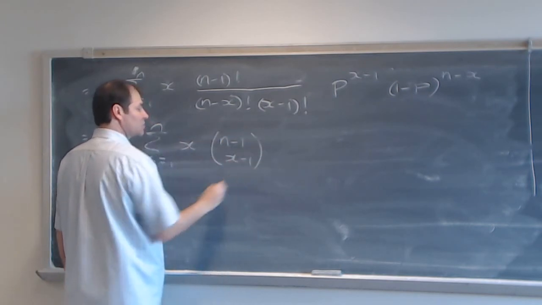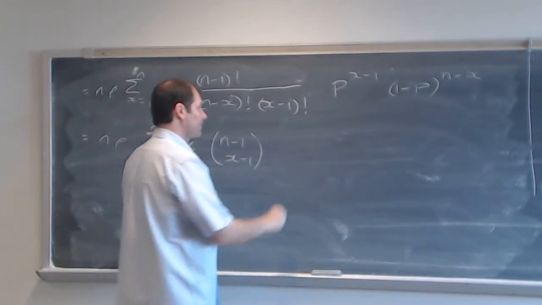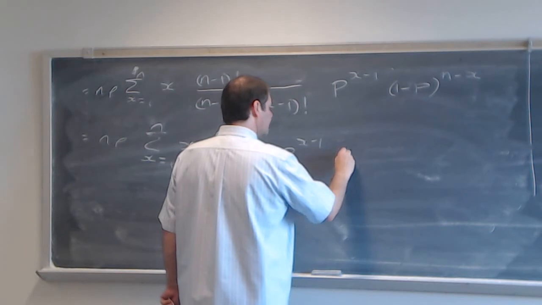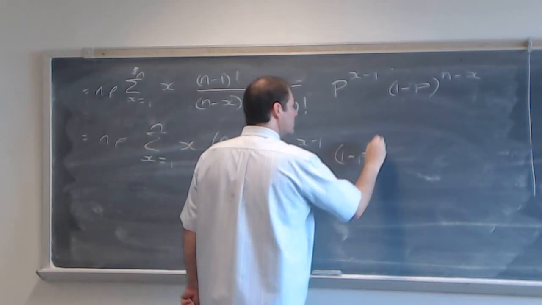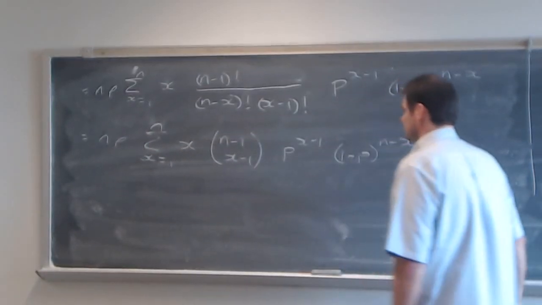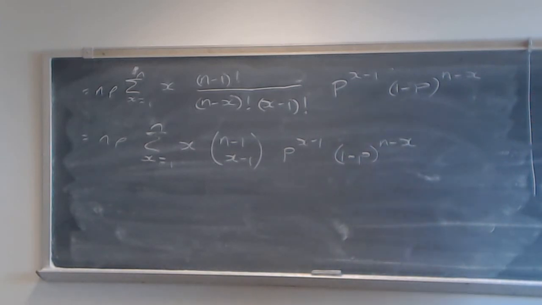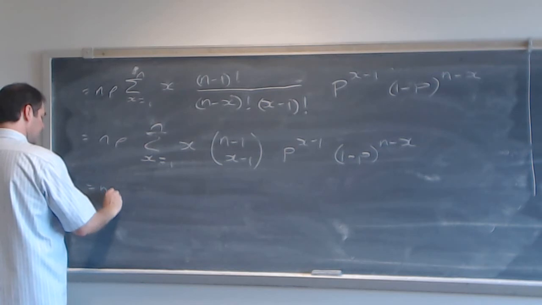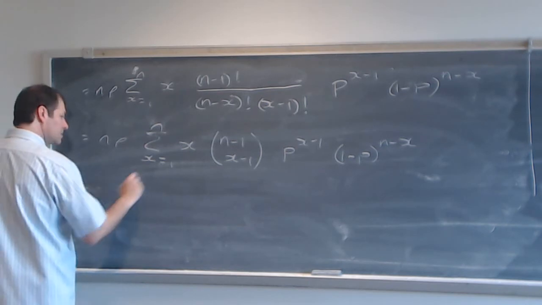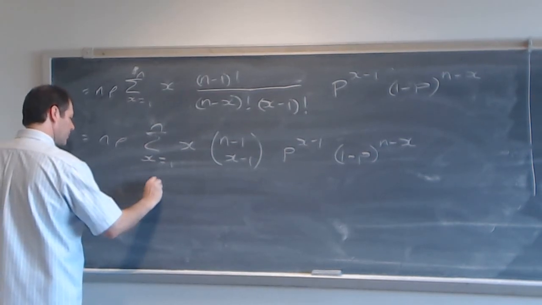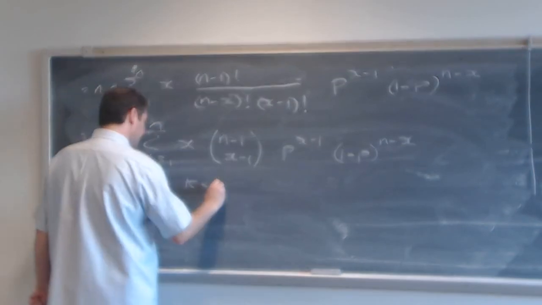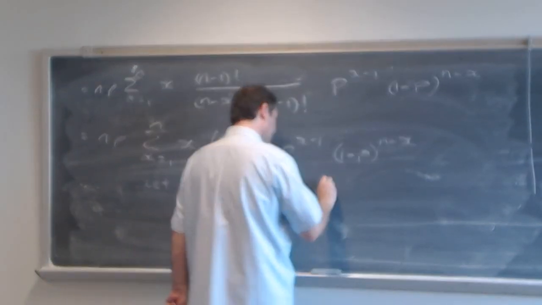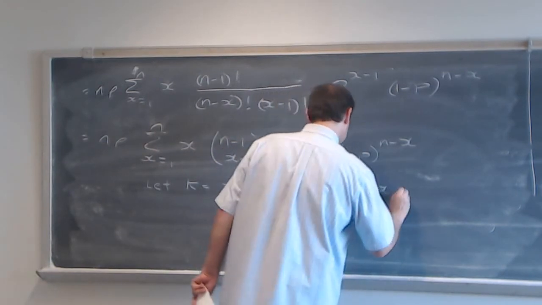This is similar to what we did for the expected value. p to the x minus 1, and then I'm going to rewrite this as 1 minus p, as is, raised to n minus x. I didn't rewrite it, just saying. Okay. We're going to make a switch in our index. We're going to let, say, k equal x minus 1. So k plus 1 is what x is.